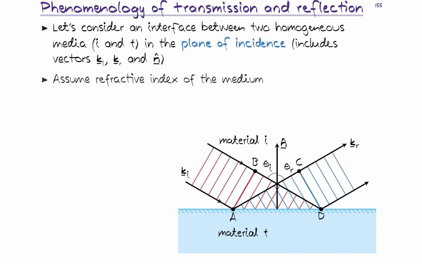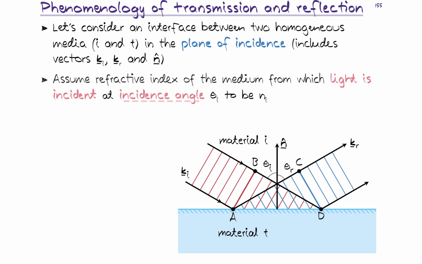So what we do here is assume that the refractive index of the medium from which light is incident is denoted with Ni, and the incidence angle is denoted with theta I. So these are the definitions we assume for the material from which the light is entering the interface, and then the lower medium, the material lower on the figure, we label with the index T. So the refractive index of that material will be NT and so forth.